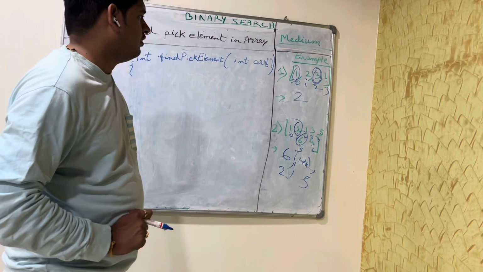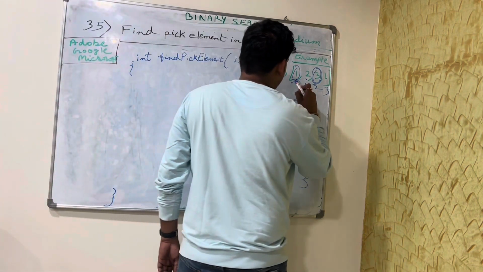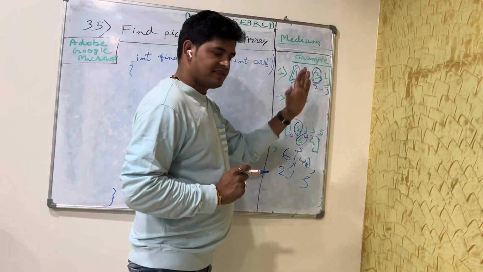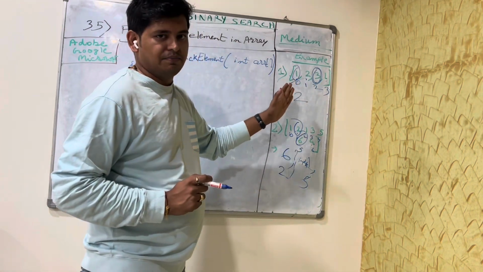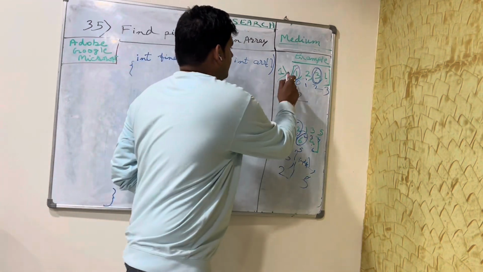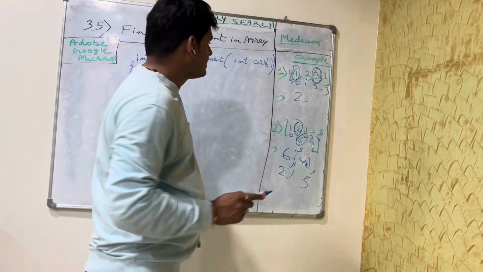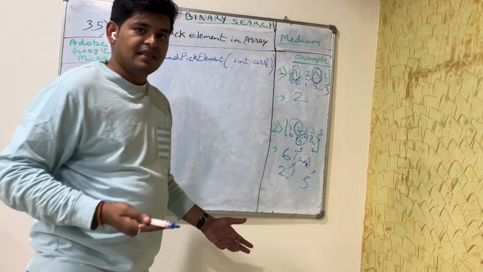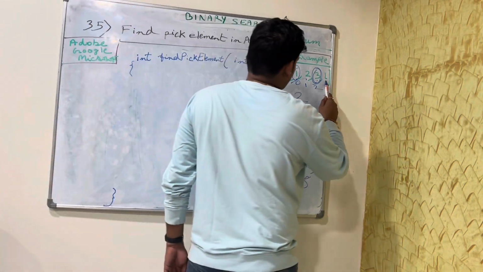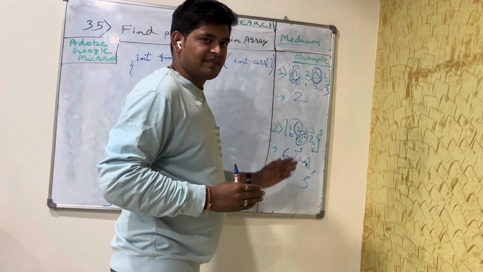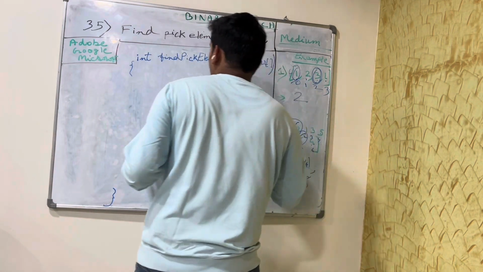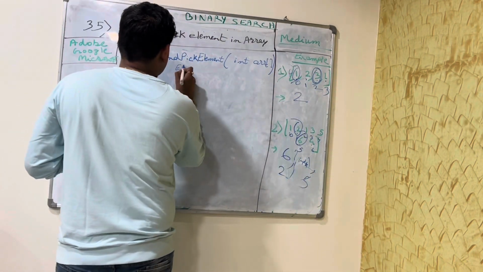Okay, now how do we solve this? We found out that if the first element is greater than the next element, then it will be our peak index because it doesn't have a predecessor. Similarly, for the last element, if it is greater than the previous element, then it is a peak element because we don't have a next element to the last element. So we have got two conditions, so we have edge cases, right?